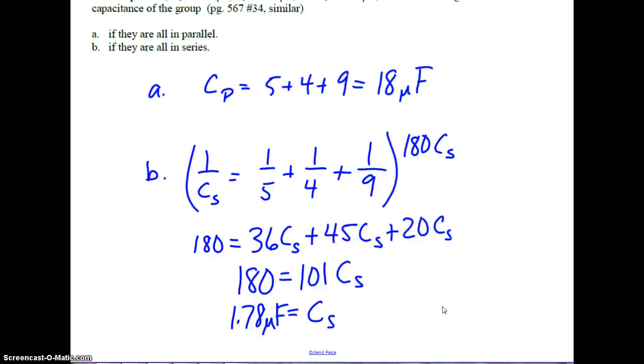All right, we finish our entire unit on electrostatics tomorrow in class with our culminating problem number 29.